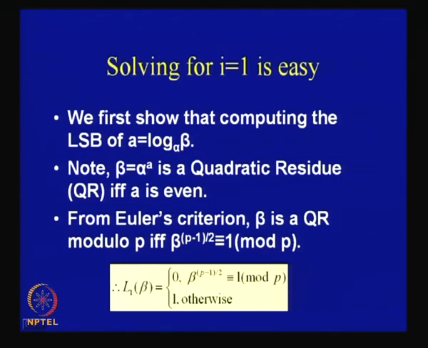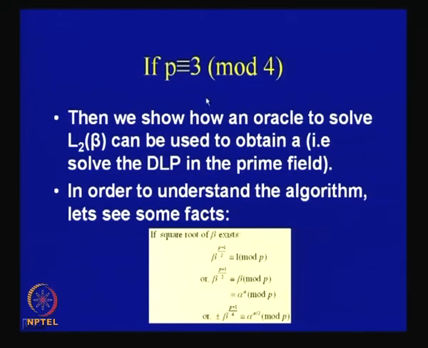Now, the question is whether it is also difficult to compute any other bit, the first bit, second bit and so on, because there is a danger: if I am able to retrieve all the bits, then essentially I can solve the discrete log problem. So the question is whether the next bit is also difficult, or the next to next bit. Okay. So we will first consider a special case where p is congruent to 3 modulo 4.